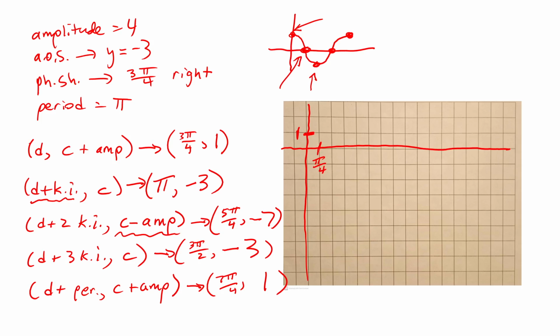Okay, so if I go to 3 pi over 4 comma 1, I'm right here. If I go to 4 pi over 4 comma -3, I get to here. 5 pi over 4 comma -7 is way down here. And then I get back up to 6 pi over 4, -3. In other words, 3 pi over 2, -3. And finally 7 pi over 4 comma 1.